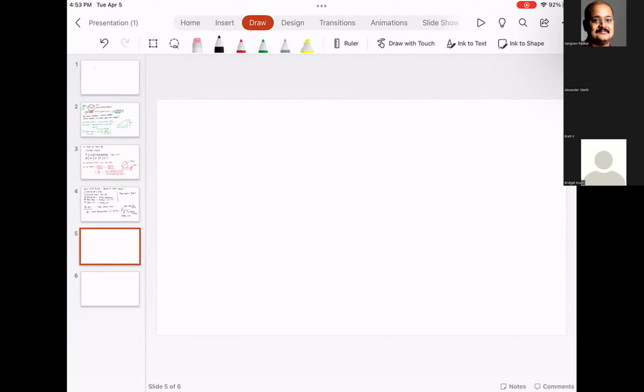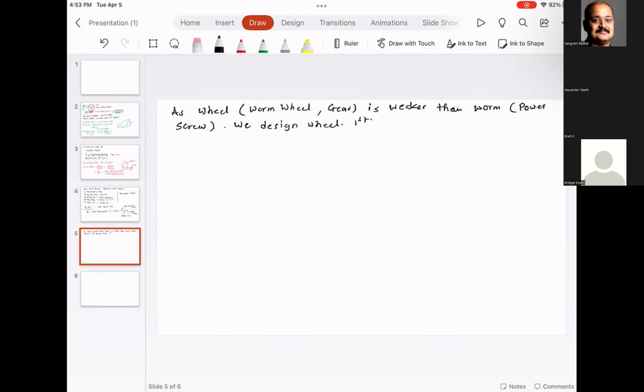So as wheel or worm wheel or gear is weaker than worm or power screw, we design wheel first. And this design is similar to the spur gear design.